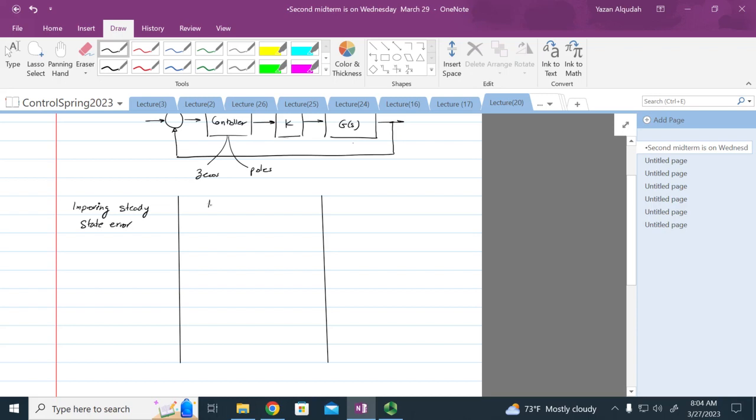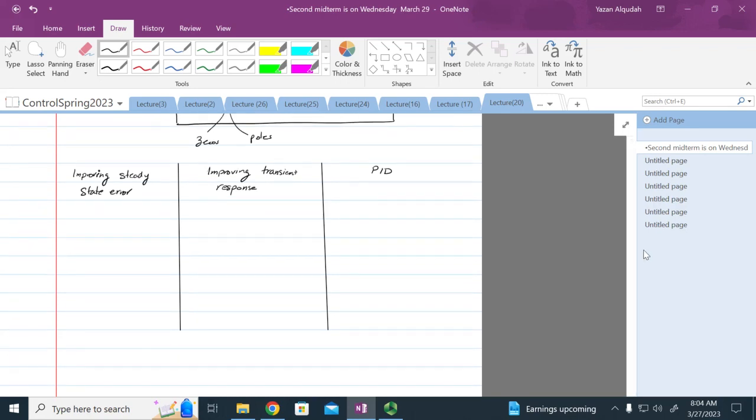And then we're going to look at improving the transient response. And then we're going to combine all that. We're going to look at the controller that will do both.